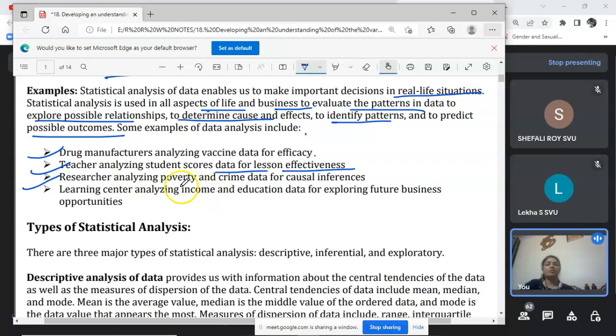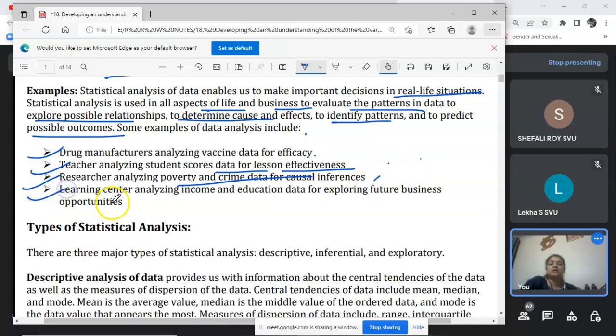Researchers analyze poverty and crime data for cause inferences. If a researcher of economics or law or some other field is analyzing the ratio of poverty and crime: if a person is poor, is he more prone to crime or less prone to crime, or are there any ethical things involved? A crime can be committed just on the basis of choice. So that is what he is studying.